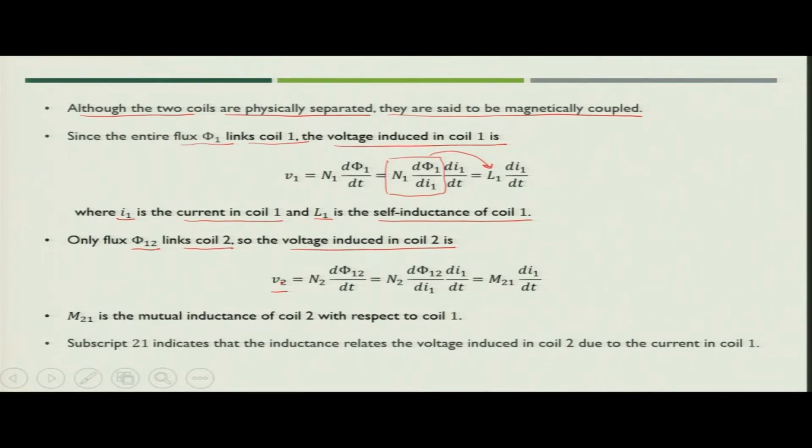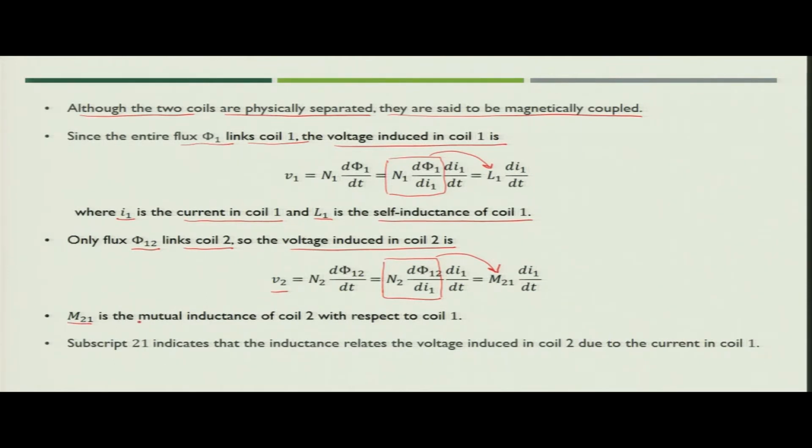So, in that case what can we write? V 2 is nothing but N 2 d phi 12 by dt, or you can write N 2 d phi 12 by d I 1 into d I 1 by dt. This particular section of the expression we represent as M 21, and then the equation will be V 2 is equal to M 21 d I 1 by dt.